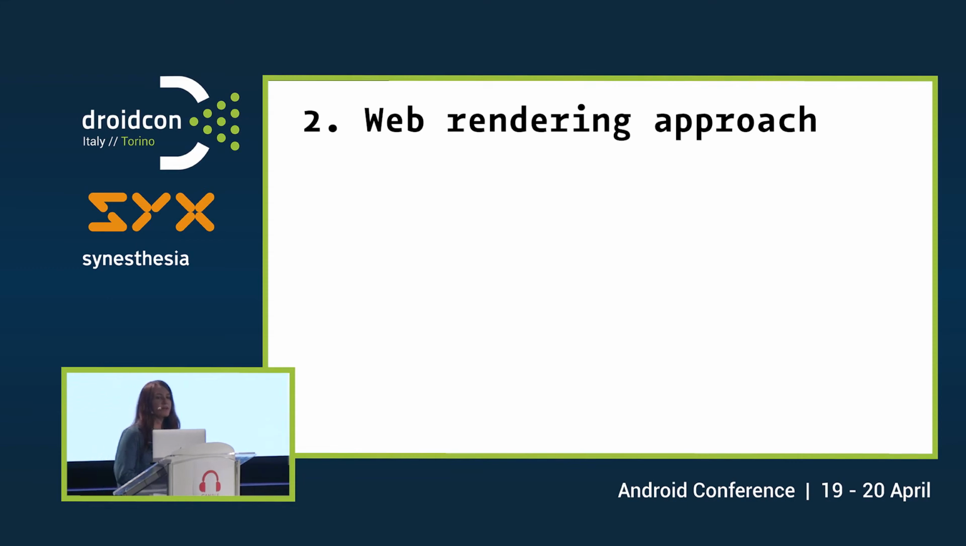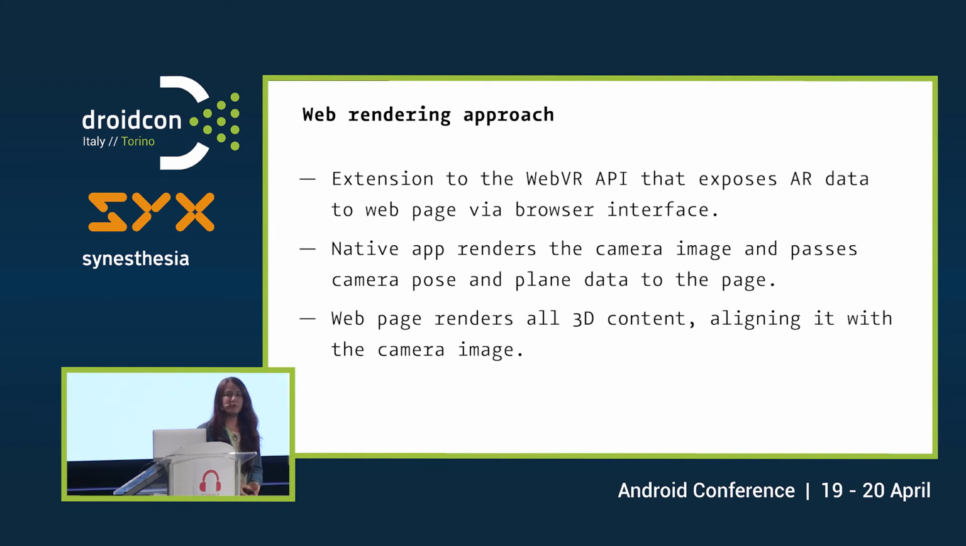The second approach that we looked at is what I'll call the web rendering approach. In this approach, which is built as an extension to the existing WebVR browser API, the device exposes AR data to the web page via a browser interface. The native app is responsible for rendering the camera image, as well as sharing to the web page all of the important ARCore derived data, like what the current camera pose is on each frame, and data about tracked objects in the real world, like feature points and planes.